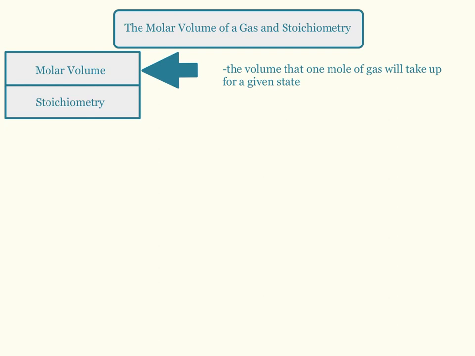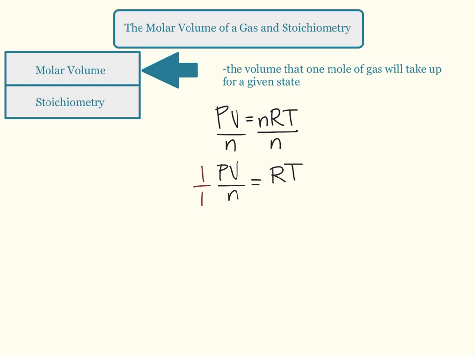Consider the ideal gas equation. If you rearrange the equation by dividing both sides by moles, and then also dividing both sides by pressure, you will end up with the ratio of volume per mole being equal to the gas constant times temperature divided by pressure. This means we only need 2 pieces of information to know what our volume to mole ratio will be: the temperature and the pressure.